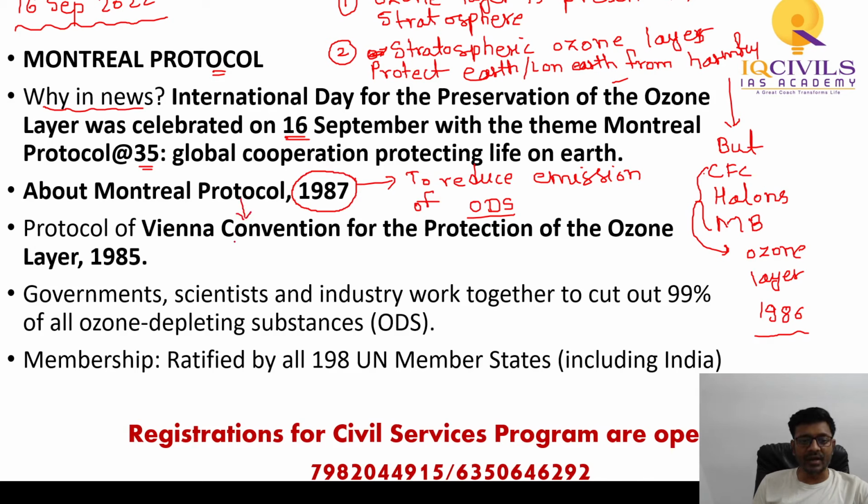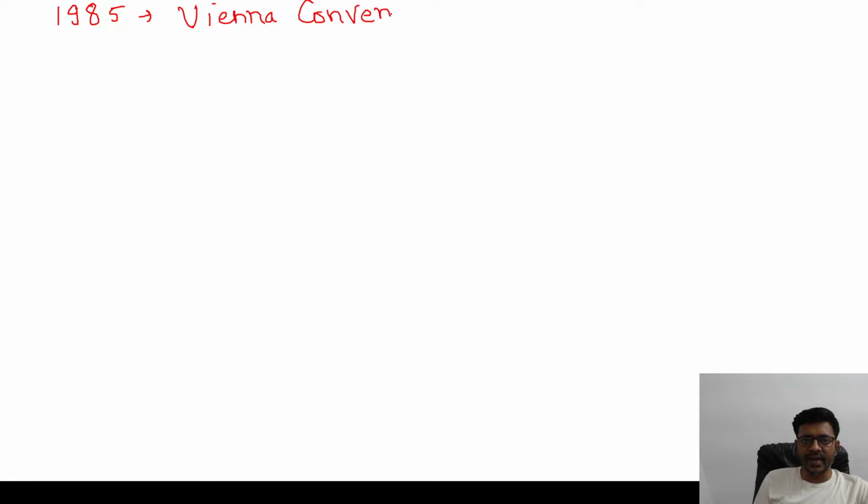Montreal Protocol came into existence in 1987, and this Montreal Protocol is part of the Vienna Convention, which came into existence in 1985. So Protocol of Vienna Convention for the protection of the ozone layer. So second fact, or I would say, remember like this: 1985 Vienna Convention. This Vienna Convention of 1985 is related to the reduction of the emission of ozone depleting substances, or I would say protection of ozone layer.